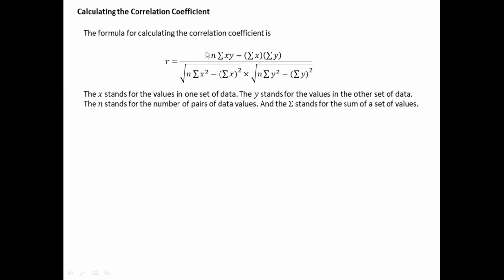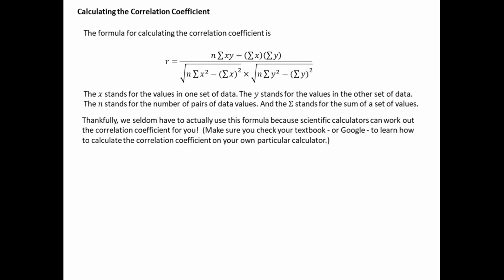So what does all of this stand for? The x in our equation stands for the values from the one set of data. In our example, that would have been the heights. The y in the equation stands for the values from the other set of data. So in our equation, that would have been the weights. The n stands for the number of pairs of data values. So in our example, that was 10 pairs of data values. And sigma is an instruction to add up, to find the sum of. So here, sigma x means we'd have to find the sum of all the x values. Sigma y means we'd have to find the sum of all the y values. Sigma xy means we'd have to find the sum of all the x's times all the y's.